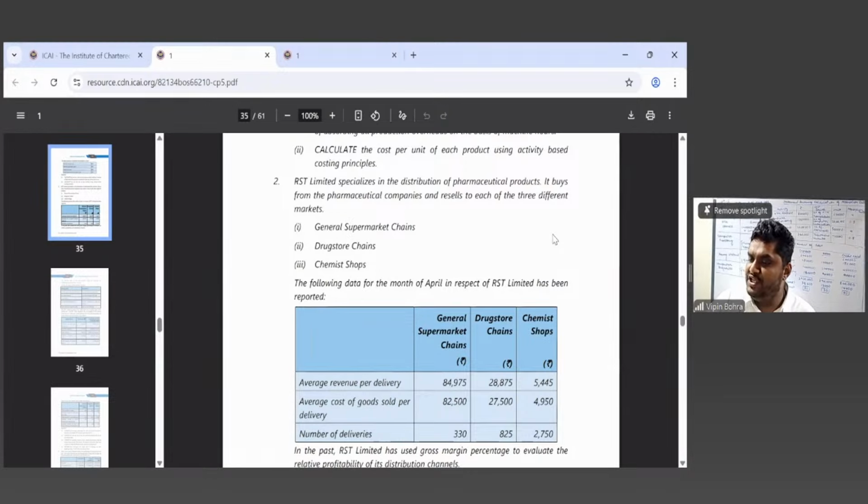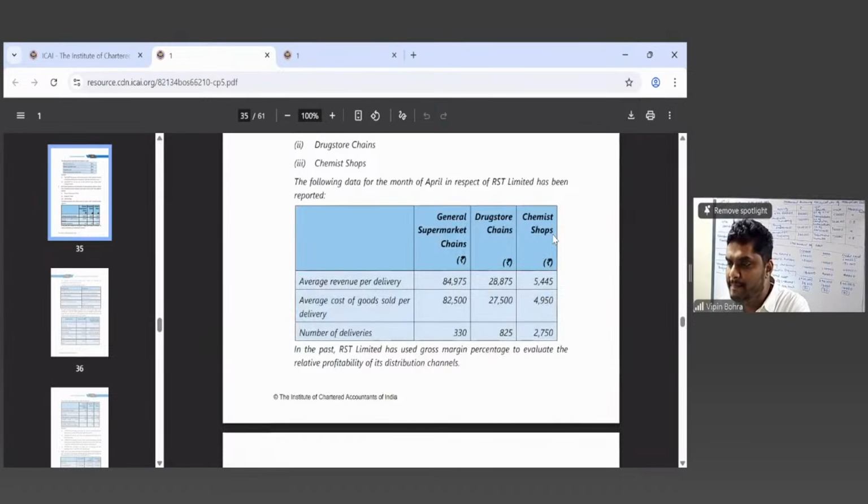RST Limited specializes in the distribution of pharmaceutical products. It buys from pharmaceutical companies and resells it to each of the 3 different markets, that is general supermarket chain, drugstore chain, and chemist shop. The following data for the month of April in respect of RST Limited has been reported, wherein the data is given. That is average revenue per delivery. For every delivery, they are getting this revenue of 84,975 for general supermarket, and again for drugstore chain and chemist shop it is given.